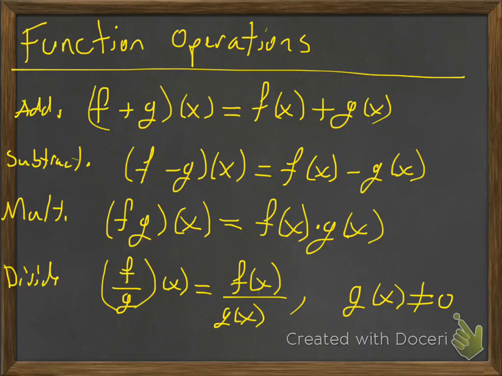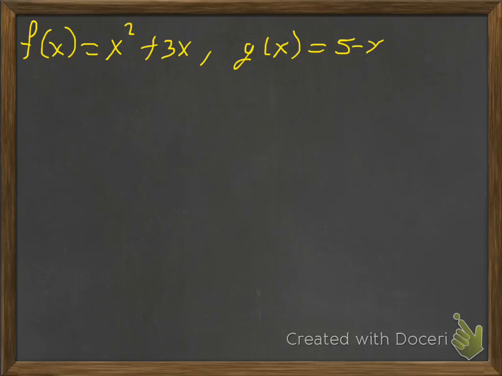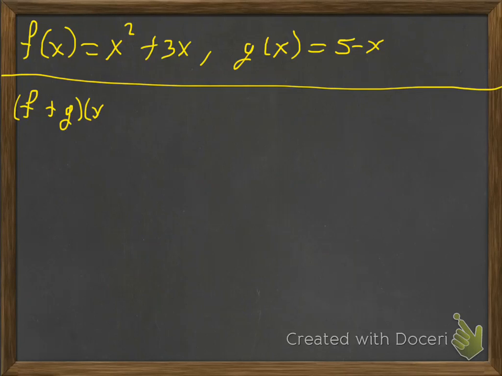Okay, so we're going to pick a function for f and g, and we're going to go through and do the 4 operations and then also an example with each. So at the top here we're going to say f of x is equal to x squared plus 3x, and then g of x is equal to 5 minus x. Those are my two functions. If we say f plus g of x, that means f of x plus g of x.